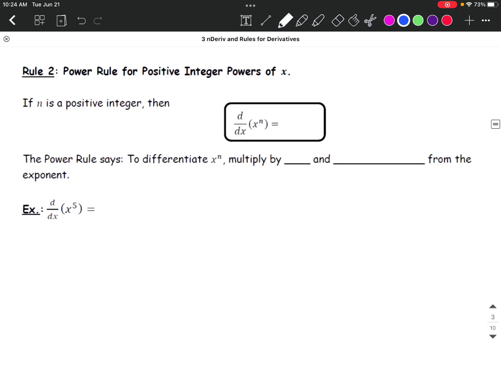Next up is the power rule for positive integer powers of x. If n is a positive integer, then the derivative with respect to x of x to the n is: bring down the exponent, multiply it by the front, keep the base x, and subtract 1 from the exponent. So the power rule says to differentiate x to the n, multiply by n, and subtract 1 from the exponent. If I want the derivative with respect to x of x to the 5th, I bring down the 5, keep my base x, and 5 minus 1 is 4. So the derivative is 5x to the 4th.